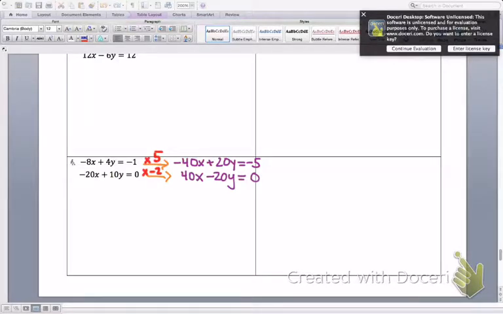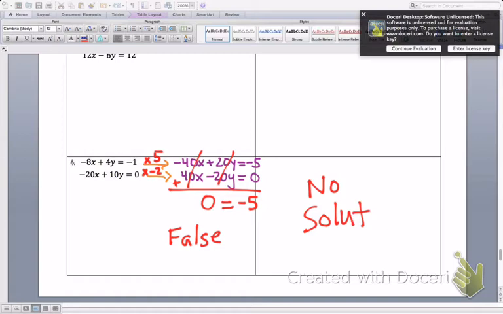So we get another special case here where both our variables cancel. In this case, we get 0 equal to negative 5. This right here is a false statement. Therefore, my answer is no solution. All right, go ahead and start your practice problems, and good luck.